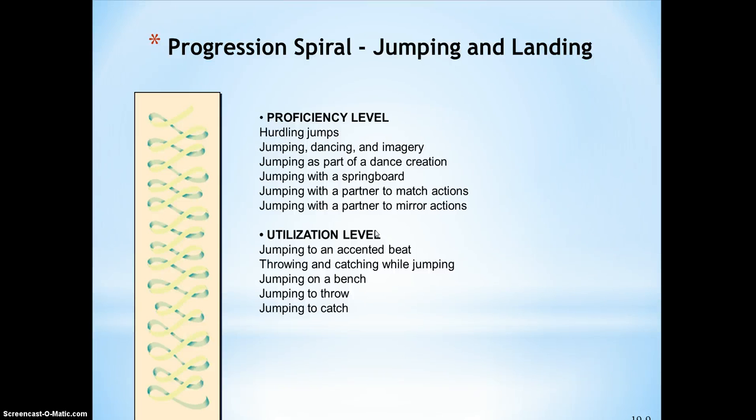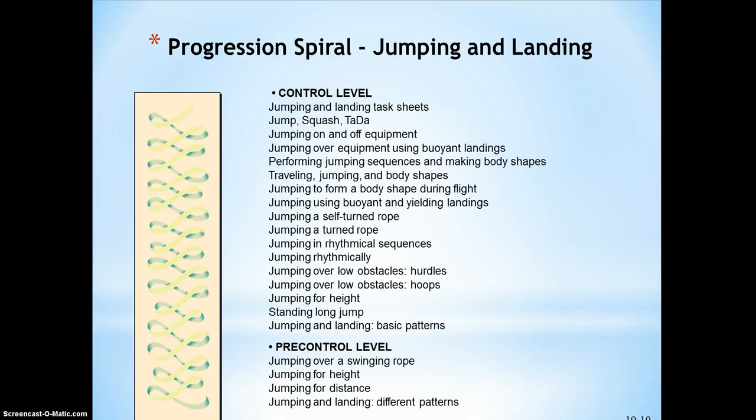And so again, for jumping and landing, this gives us an example of some different activities you can do at the 4 levels. For example, proficiency: hurdles and jumps, jumping, dancing, and imagery. Utilization: throwing and catching while jumping. At the control level, you'll notice there are a variety of activities, including jumping a self-turned rope and jumping a turned rope, which are very popular activities with elementary age children. And then finally, pre-control: jumping over a swinging rope.